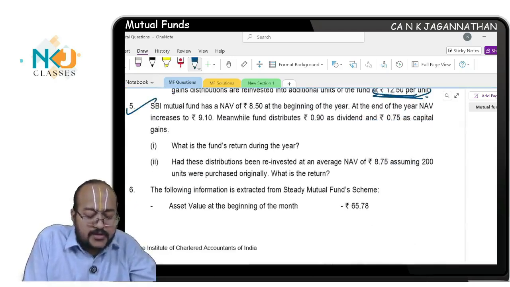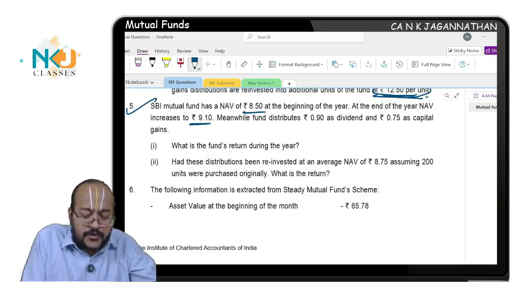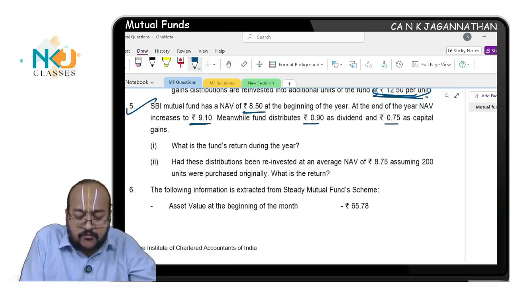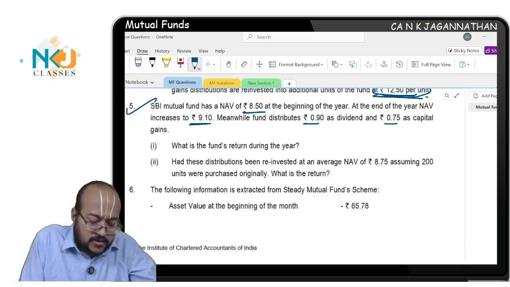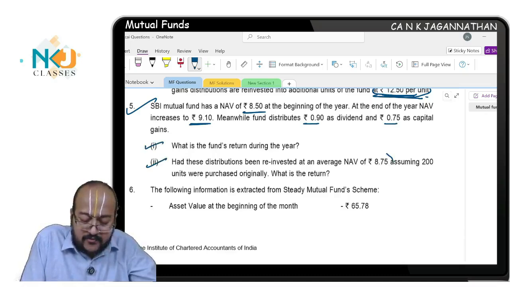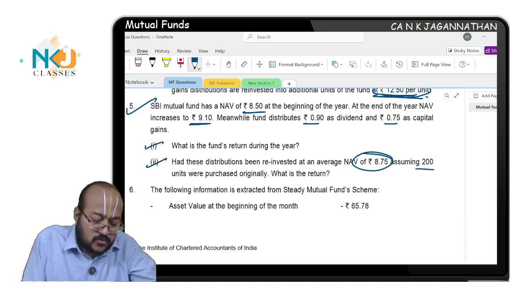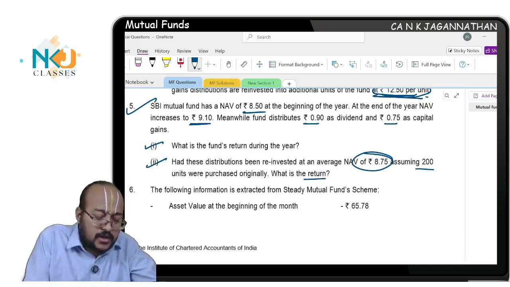SBI mutual fund has NAV of 8.5 at the beginning of the year. At the end of the year, NAV increases to 9.1. Meanwhile, fund distributes 0.91 as dividend and 0.75 as capital gains. What is the fund's return during the year? Had these distributions been reinvested at an average NAV of 8.75, assuming 200 units were purchased, what is the return?